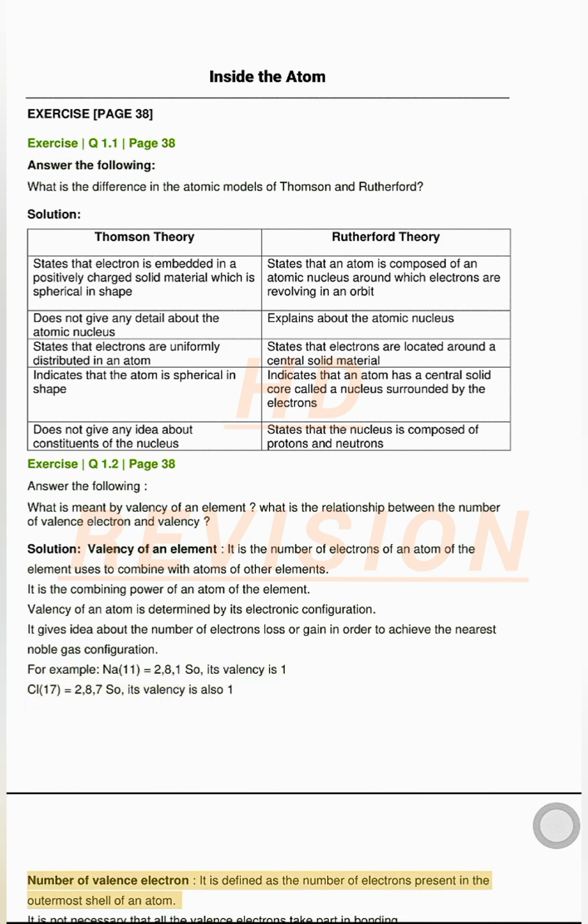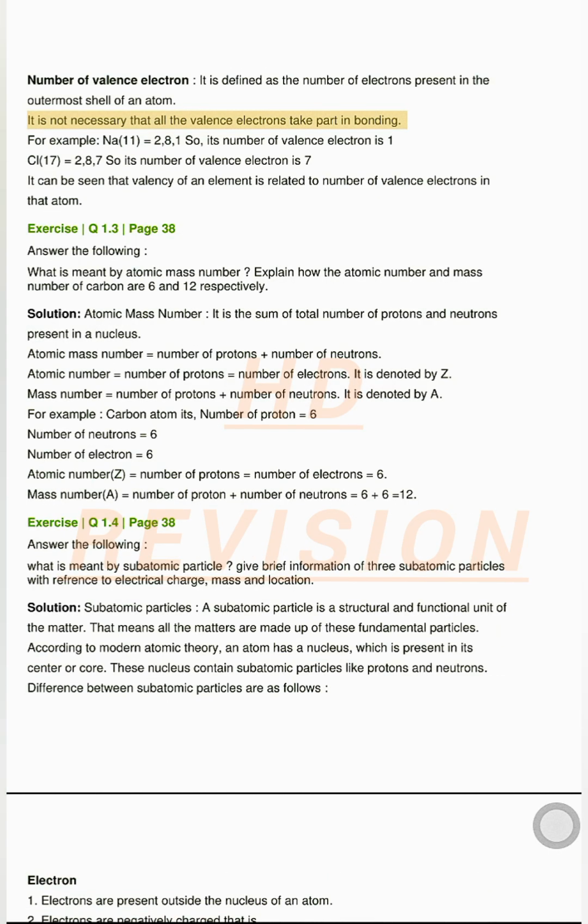Number of valence electrons. It is defined as the number of electrons present in the outermost shell of an atom. It is not necessary that all the valence electrons take part in bonding. For example, Na 11 equals 2, 8, 1, so its number of valence electrons is 1. Cl 17 equals 2, 8, 7, so its number of valence electrons is 7. It can be seen that valency of an element is related to number of valence electrons in that atom.